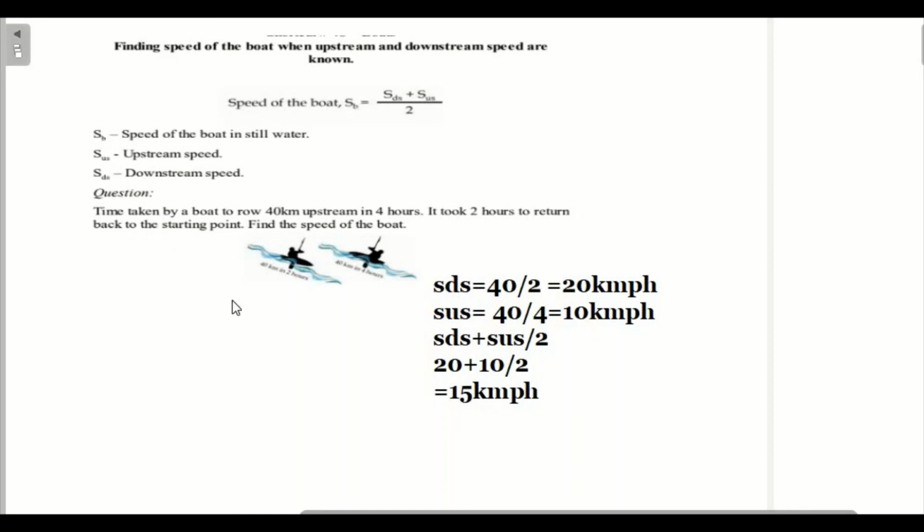Finding the speed of the boat, they have given the upstream as well as the downstream. For upstream, it is 40 kilometers in 4 hours, so we have to calculate it for 1 hour. And for downstream, it is the same 40 kilometers, but it takes only 2 hours. So we have to divide the values and substitute them in the formula. So we'll go for the next problem.